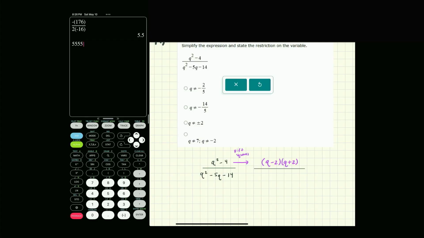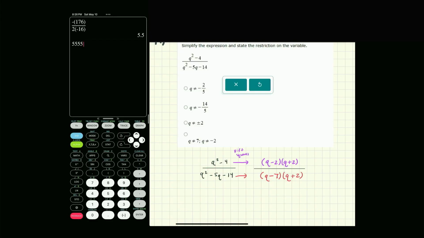For the bottom, we're going to need to use the AC method or quick factoring if you're comfortable with that. Since the leading coefficient is 1 here, I know that I'm just looking for two numbers I can multiply to get negative 14. But those same numbers have to add up to negative 5. And doing that math in my head, I know I'm going to have q minus 7, q plus 2. And again, that's because negative 7 times 2 gives us negative 14. And negative 7 plus 2 gives us negative 5.